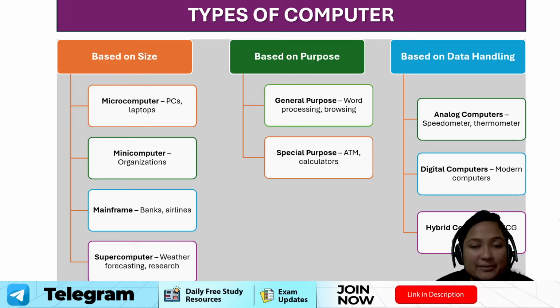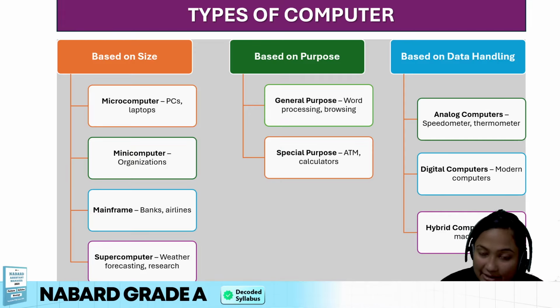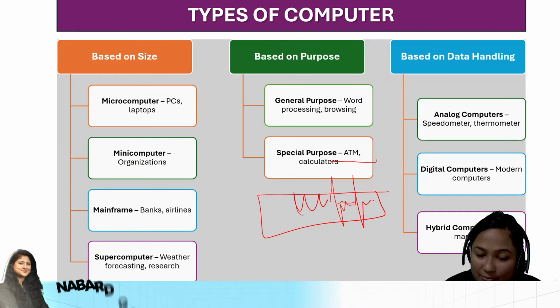Lastly, we have the hybrid computer. Hybrid computers are basically computers that are a mix of analog and digital. So they will have a physical component also, and they will have a digital component also. Just like the ECG machine that gives you a chart-like structure to show you the heartbeat or so. But yes, it will also show the same result on a screen.